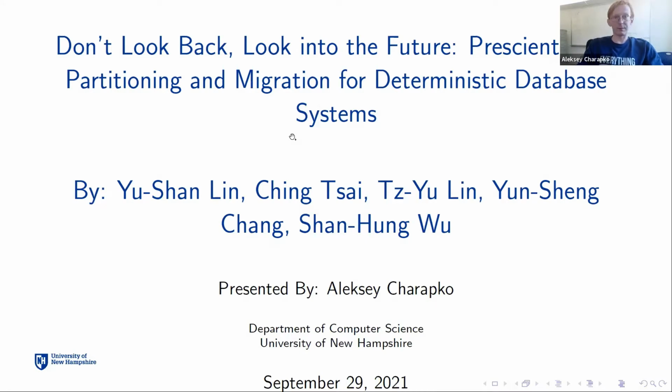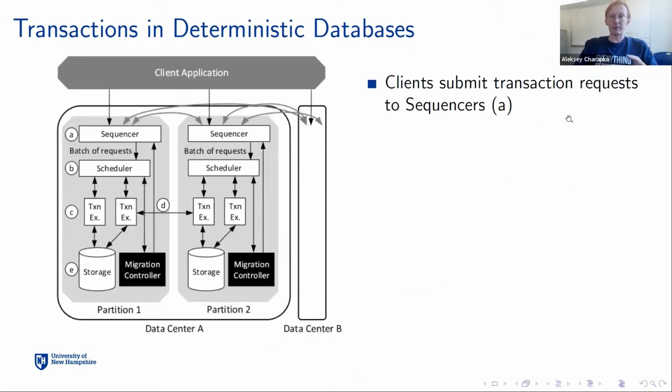In particular, it talks about dynamic data partitioning, or repartitioning, and dynamic data migration. The reason why we want to do these things, look at the data dynamically and repartition or migrate it, is to optimize transaction performance. This particular paper looks at deterministic databases, which were inspired by the Calvin system, these deterministic distributed databases.